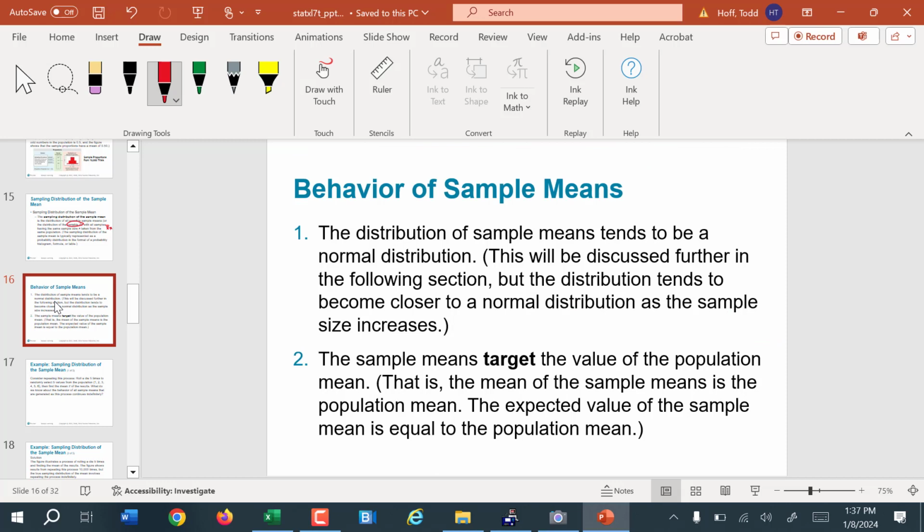So again, the behavior of the sample means: they tend to be normally distributed. We'll discuss how we know that later on in some of our further sections of the textbook. The target, again, is the population mean. So those sample means will form a bell curve, normally distributed. The center of that bell curve will be mu, the population mean.